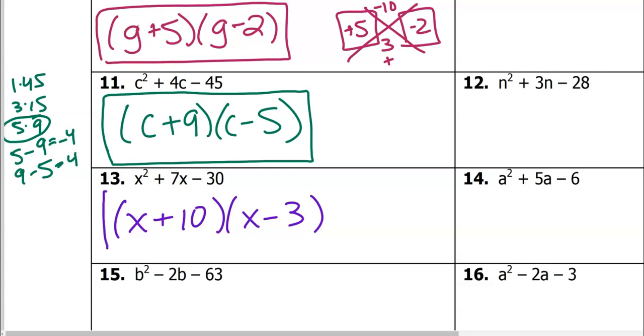Remember, you can always check yourself with these problems by foiling it back out if you wanted to. If you're questioning your answer, you don't have to do it every time. If you're questioning if you did it right or not, you can foil it and check yourself.